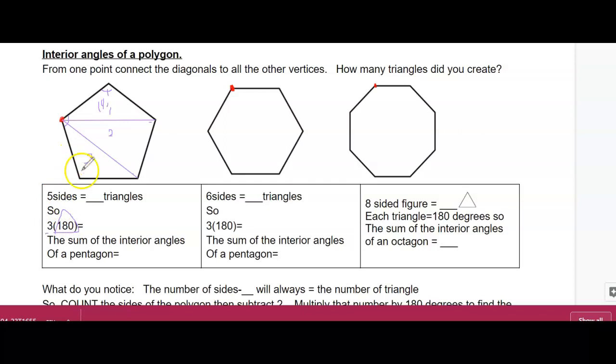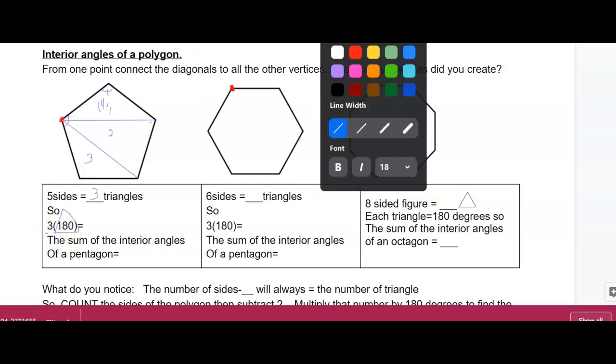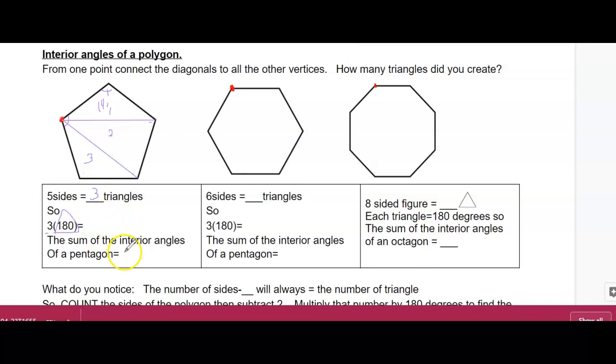So 5 sides, I have 5 sides, 1, 2, 3, 4, 5, and I made 3 triangles. Okay, so what's 3 times 180? Okay, good. 3 times 180 is 540. So the sum of the interior angles in the pentagon, so a 5-sided figure, is 540 degrees.